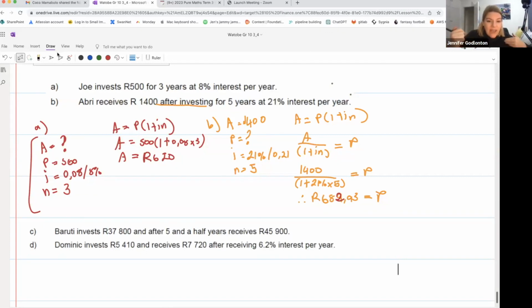But if you look at C, Baruti invests 37,800 Rand. Okay, so that's my P, because that's what's going in, and then receives is how much I'm getting out. So that would be my A. So then P will be the 37 and A will be my 45. You've just got to think about what's going in and then what's coming out of the account.